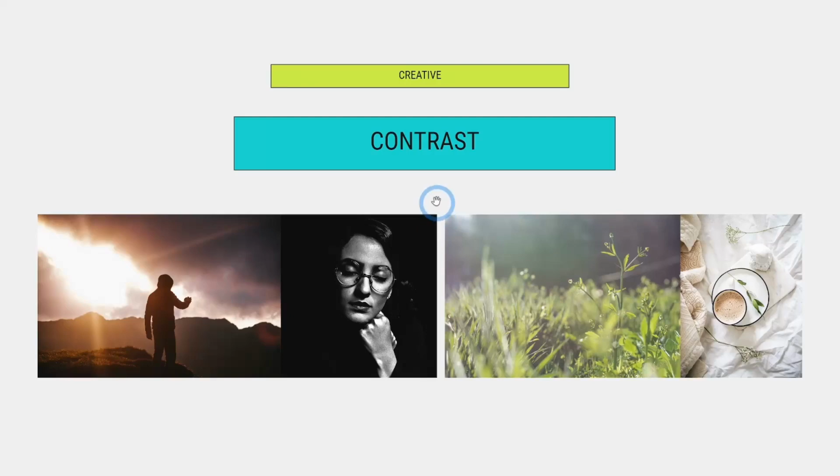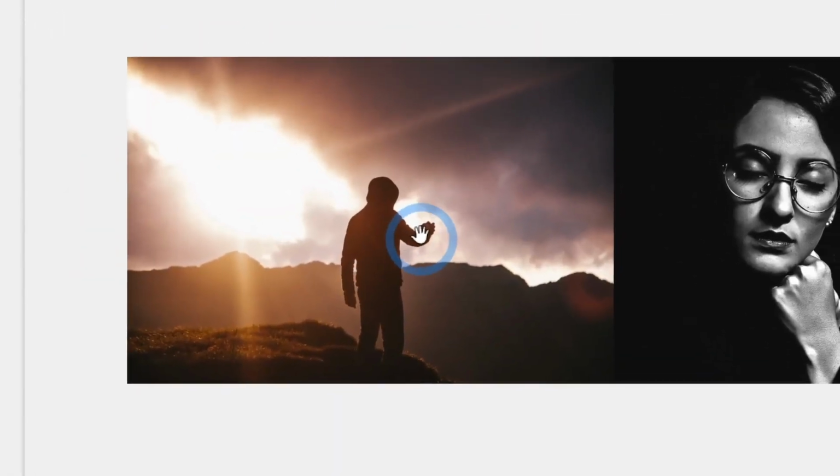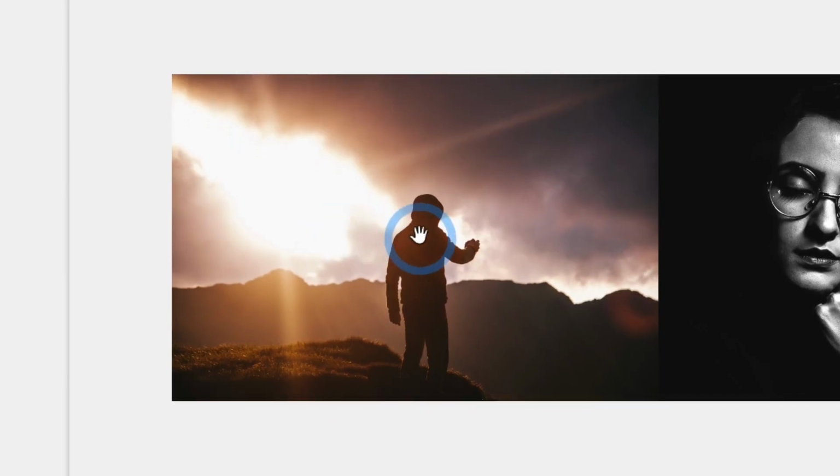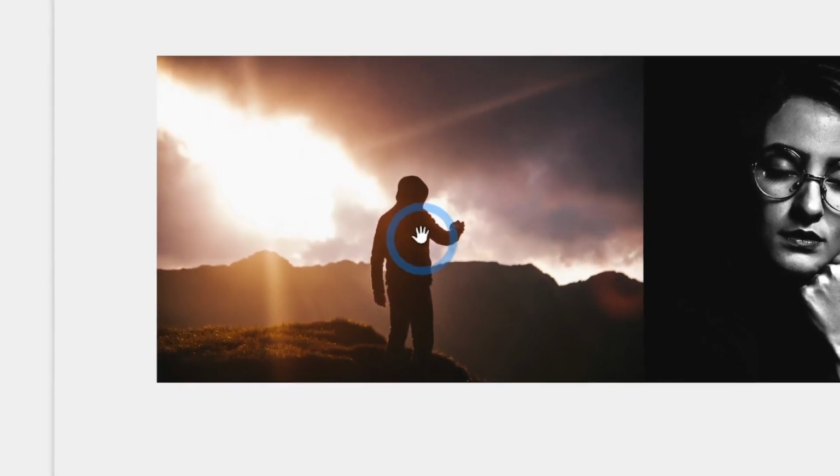So contrast is just that. It's the difference between the brightest parts and the darkest parts of the image. So an example of high contrast would be on the left here. We're staring pretty much directly at the sun, which is about as bright as you can get. And we have this dark silhouette of our guy here.